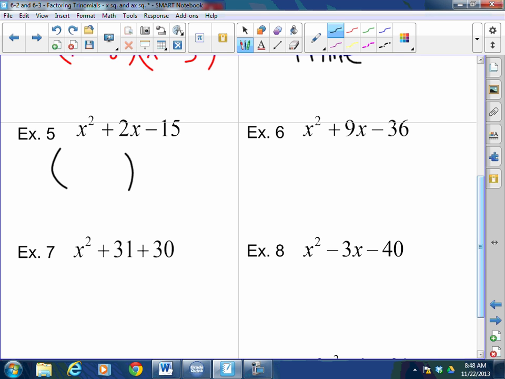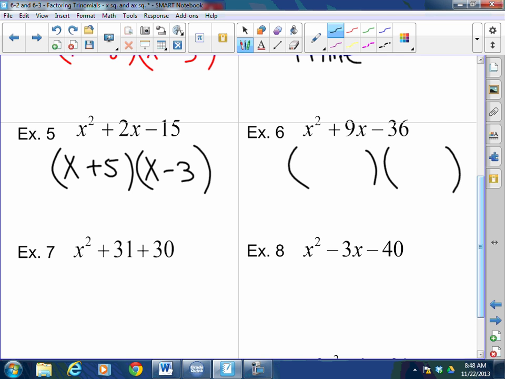What times what is negative 15, but when added together is positive 2? Positive 5, negative 3. 5 times negative 3 is negative 15. 5 plus a negative 3 is positive 2. Does that make sense? Okay. What times what is negative 36, but when added together is positive 9?